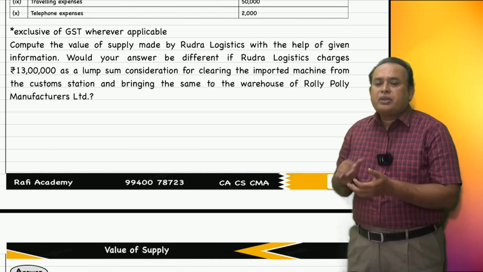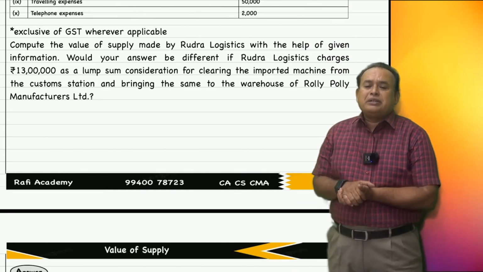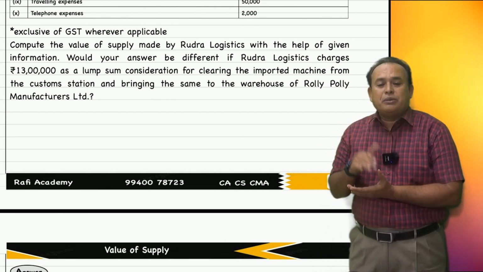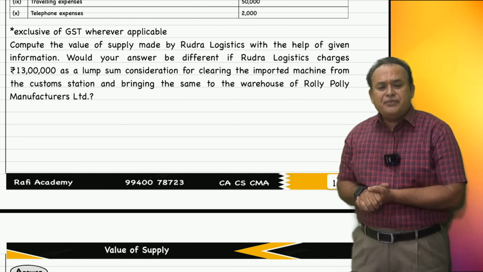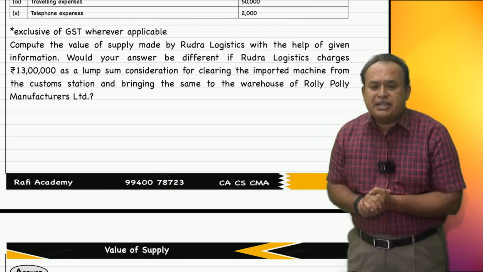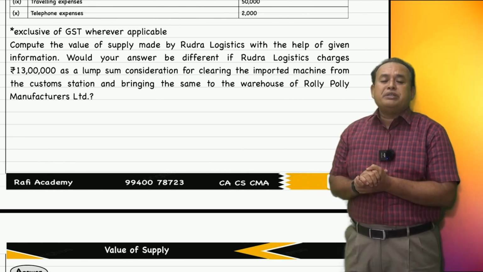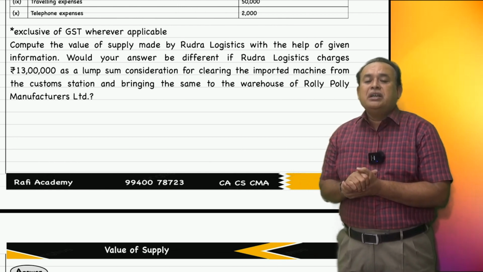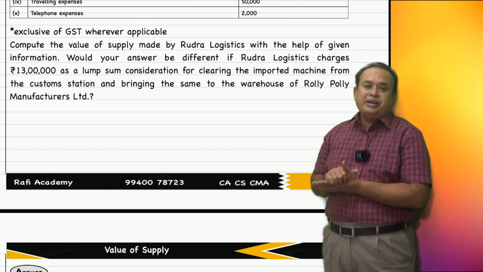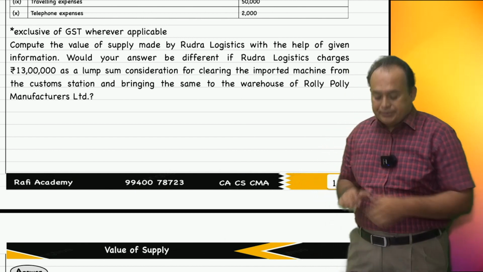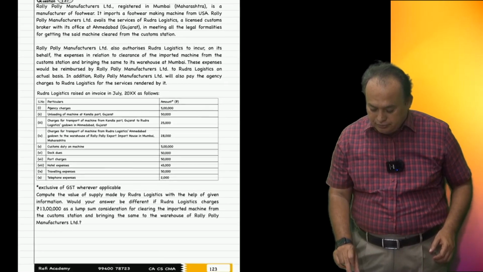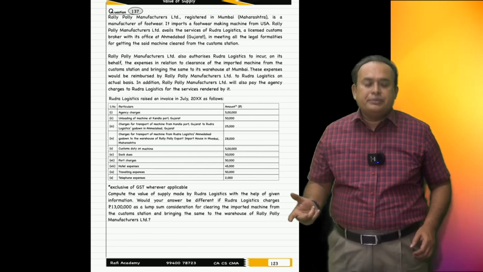Compute the value of taxable supply. Compute the value of supply made by Rudra Logistics with the help of the given information. Would your answer be different if Rudra Logistics charges 13 lakhs as lump sum consideration for clearance of the imported machine from the customs station and bringing the same to the warehouse of Roly-Poly Manufacturers Limited? A simplified one. Very simplified one.